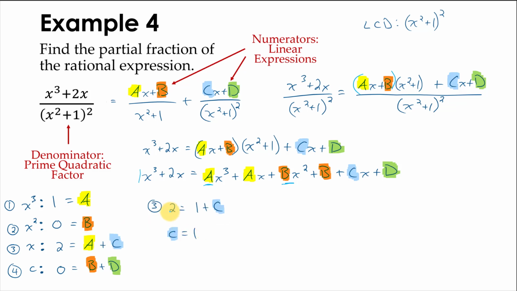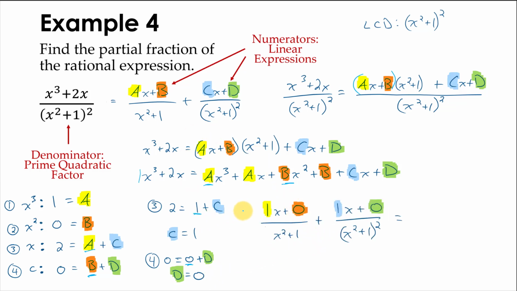So I'm going to look at equation 3, and where I see an a, I'm going to input a 1, and solve for c, and c is equal to 1. And then looking at equation 4, wherever I see a b, I'm going to input a 0, and I find that d is equal to 0. So when I substitute my values in, I'll have 1x plus 0 in the numerator of this partial fraction, and 1x plus 0 in the numerator of my second partial fraction. So we can simplify that to x over x squared plus 1 plus x over x squared plus 1 quantity squared.